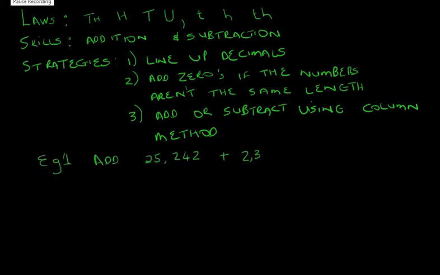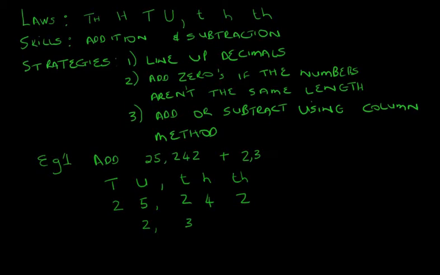So let's add 25,242 plus 2,3. What's our first step? Well, we know that we need to add or subtract using the column method. So let's organize these numbers into columns. This is what it will look like. We have tens and units, that's for 25, and then 242 will fall under these columns here. So there we have 25,242 and 2,3.